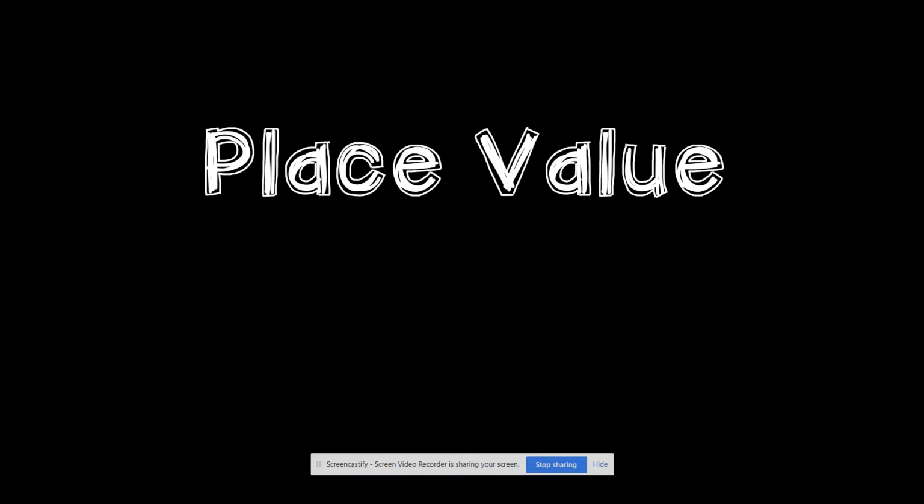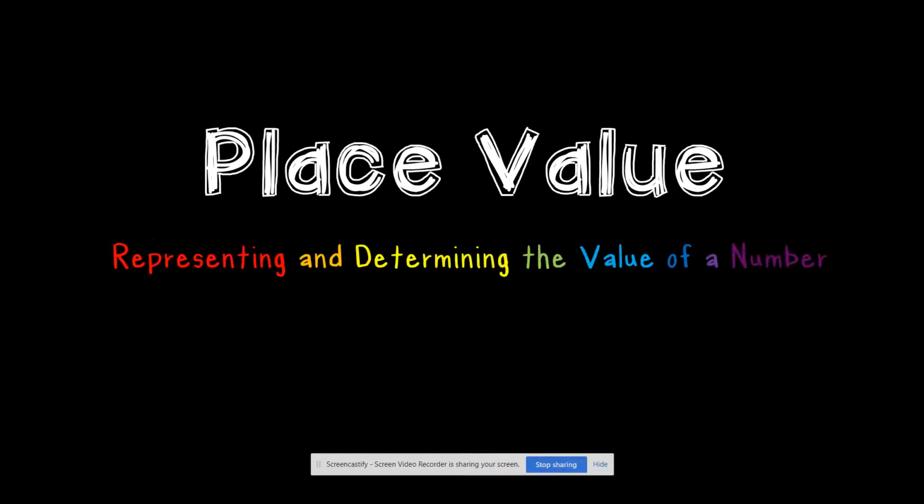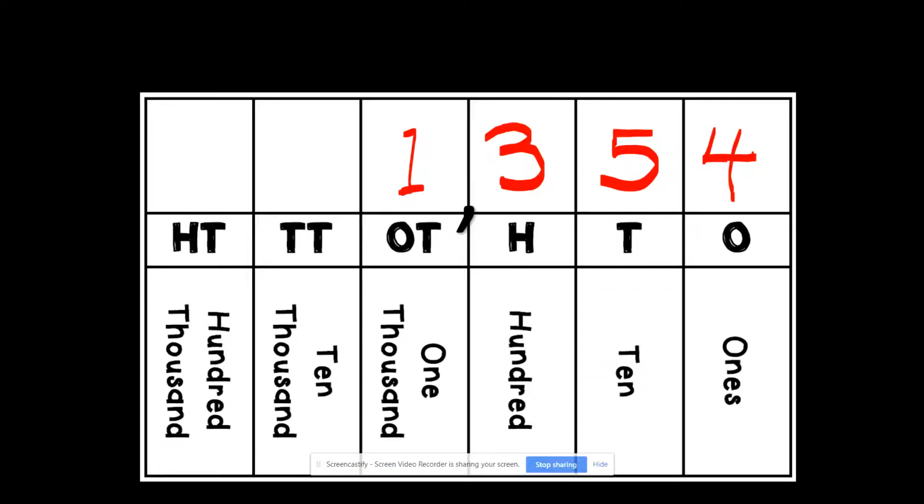Today we are learning about place value. We're going to learn how to represent a number as well as how to determine the value of that number. To start off with the basics, what you see here is a place value mat, and we can use this place value mat to help us to determine the value of each digit within a number.